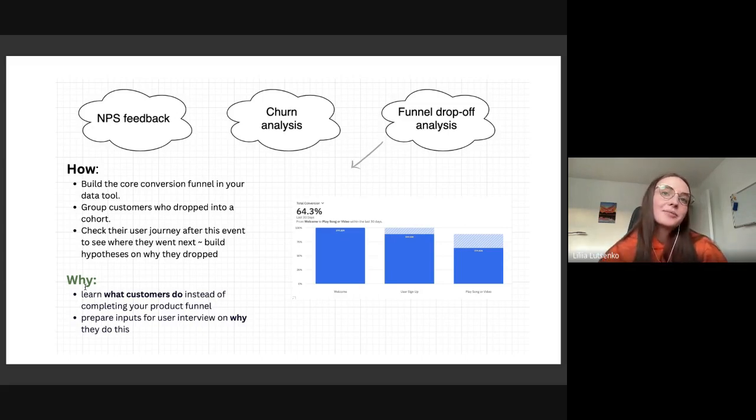Because at least what I understand from data, it can never tell you why things happen. It can just tell you that some things happen. But to understand why, it usually requires collaboration with research, doing some interviews, or reading customer feedback.